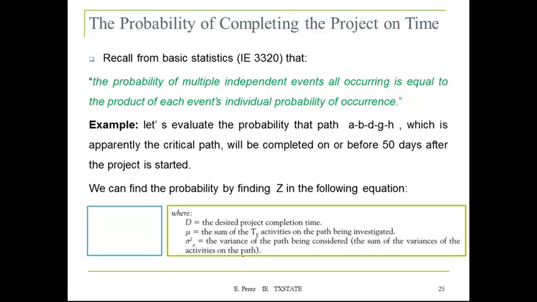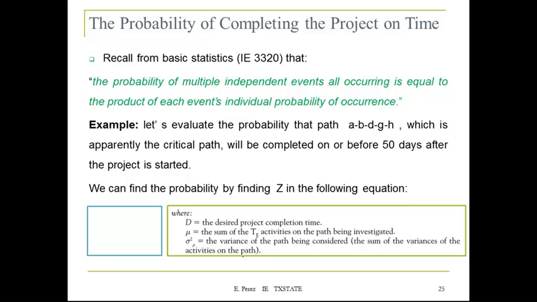So, for example, let's evaluate the probability that path A, B, D, G, H, which is apparently the critical path, will be completed on or before 50 days after the project is started. So we can find the probability by finding Z. Z again denotes the random variable for the standard normal distribution.